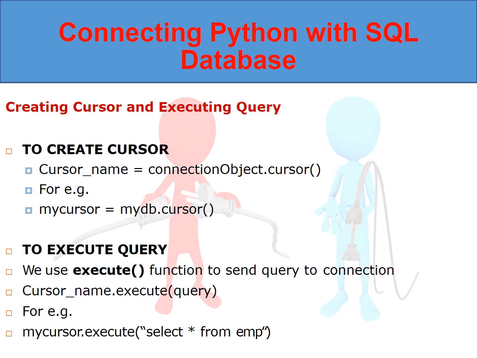After creation of the cursor, you need to fire a query through Python code using the library function execute. The execute function works with the cursor object and requires as a parameter an SQL query enclosed within quotes. And the result of this query will be stored in the cursor mycursor temporarily.